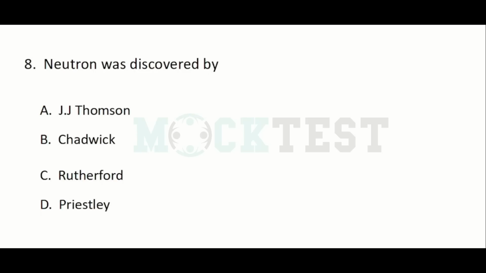Neutron was discovered by: option A, J.J. Thomson; option B, Chadwick; option C, Rutherford; option D, Priestley. Neutron was discovered by option B, Chadwick. Chadwick in 1932 discovered the neutral particles, neutrons.